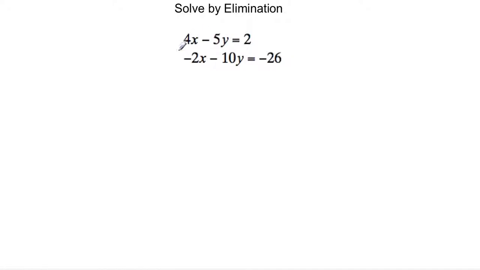So if I look at this bottom equation, I have an x and an x. If I notice, this negative 2x is half of this 4x. So what if I take this entire equation and I multiply it by 2? The top equation is still 4x minus 5y is equal to 2. And the bottom equation is now negative 4x minus 20y. And I multiply this negative 26 by 2 to get negative 52.